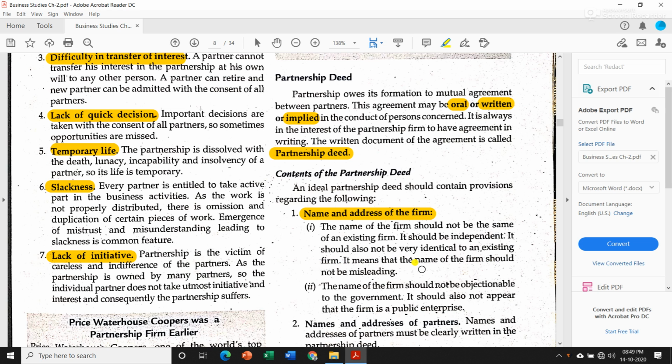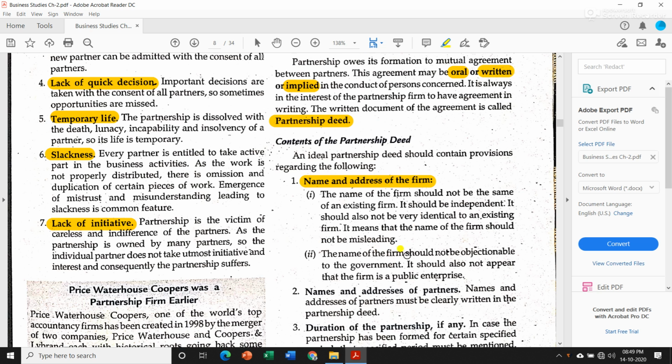Means suppose you have made a partnership firm's name, and your business is totally different from that name. It is misleading. So the name of your firm should be identical to the work that you are doing. Okay. Then next is the name of the firm should not be objectionable to the government. Means you should not keep your firm's name which will be in bad interest of the government.